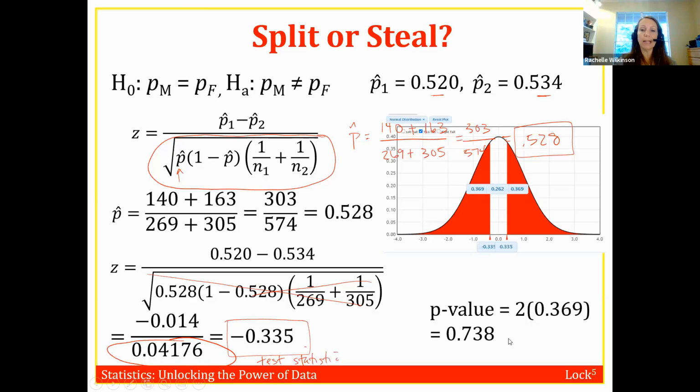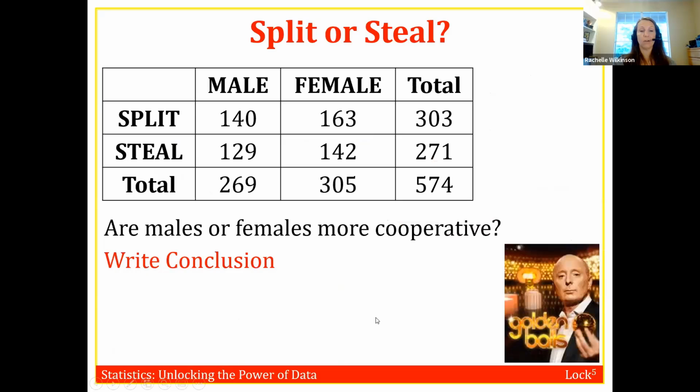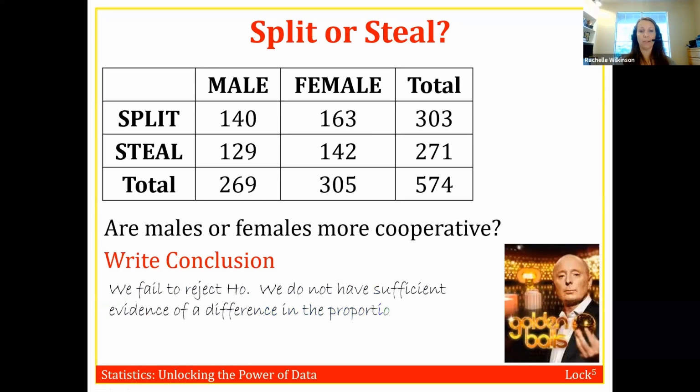So 0.738, is that a high or a low p-value? What do you think, high or low? High, right? Super high. And when p is high, we keep the null, meaning we fail to reject. So our conclusion: we fail to reject the null hypothesis. We do not have sufficient evidence of a difference in the proportion of males and females who would split.